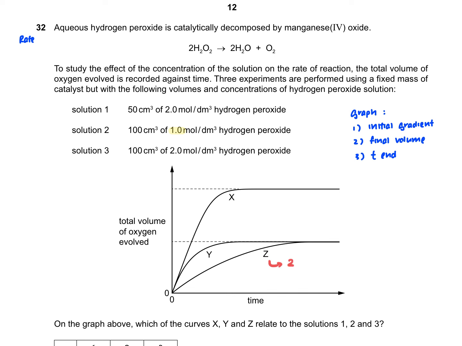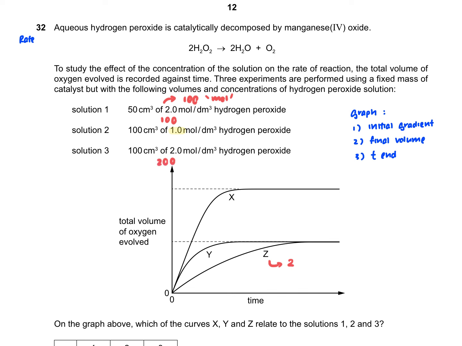Next, to know the final volume of gas produced, we can look at the number of moles of your limiting reactant. In this case, there's only one reactant, so let's look at the number of moles. Since we are given volumes and concentrations, we can find number of moles by taking concentration times volume. And this is just an MCQ, so there's no need to compute exact number of moles. I'm just going to take 50 times 2, so I have 100 moles. And then for solution 2, I have 100 as well. And for solution 3, I have 200.